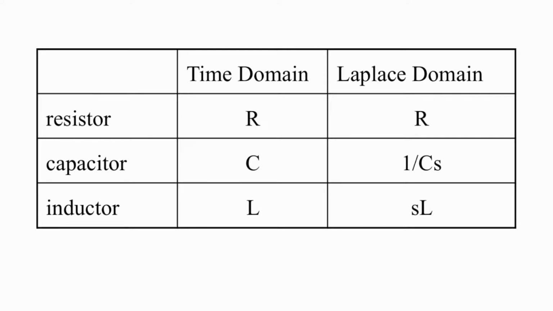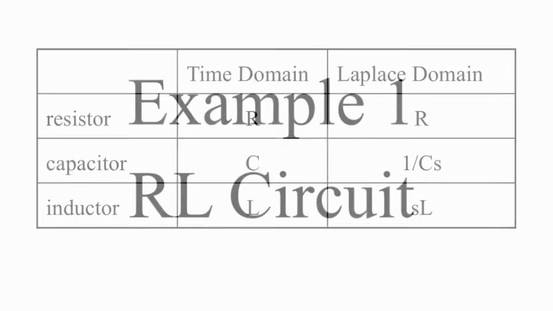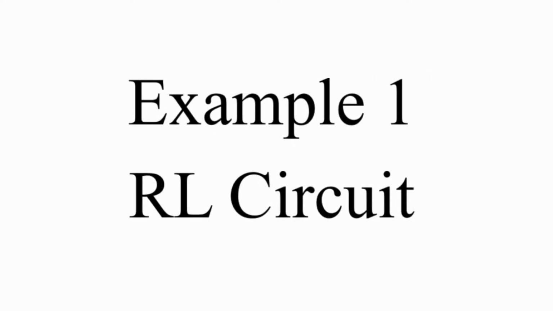In the time domain, resistors, capacitors, and inductors are represented as R, C, and L. In the Laplace domain, resistors are R, capacitors are 1 over Cs, and inductors are SL. Solving an RL circuit.